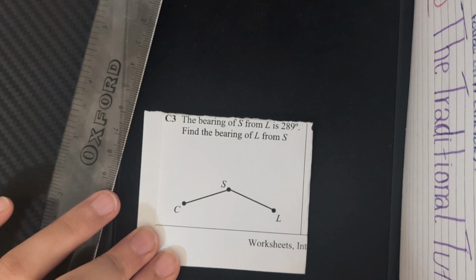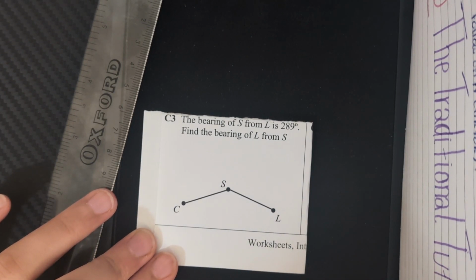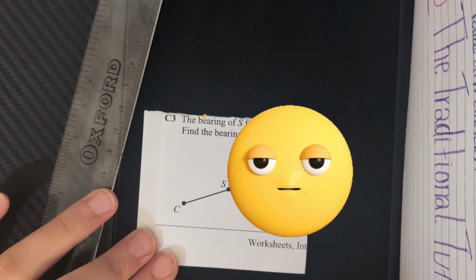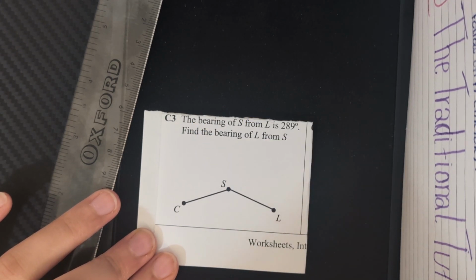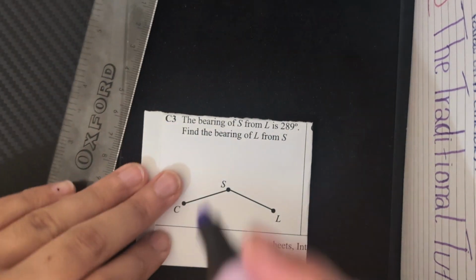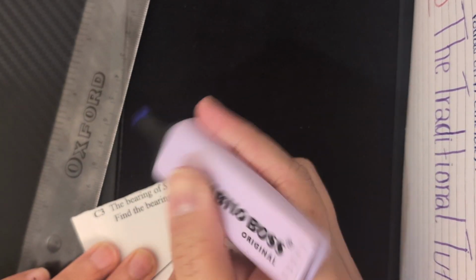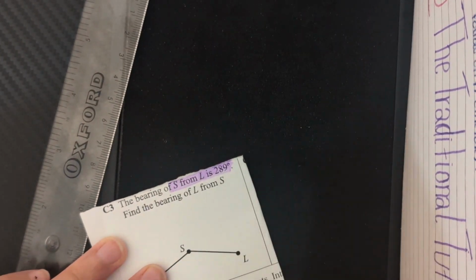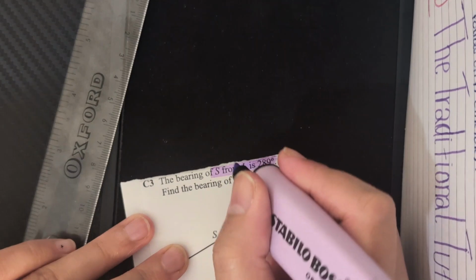Now these last two questions that we're going to look at are going to take it up a little bit more of a notch, and we're going to make it a bit more harder. So you can see that my diagram looks different as well now. So let's go ahead and read it and see what we can make of it. The bearing of S from L is 289 degrees. So let's highlight that key information and then find the bearing of L from S.